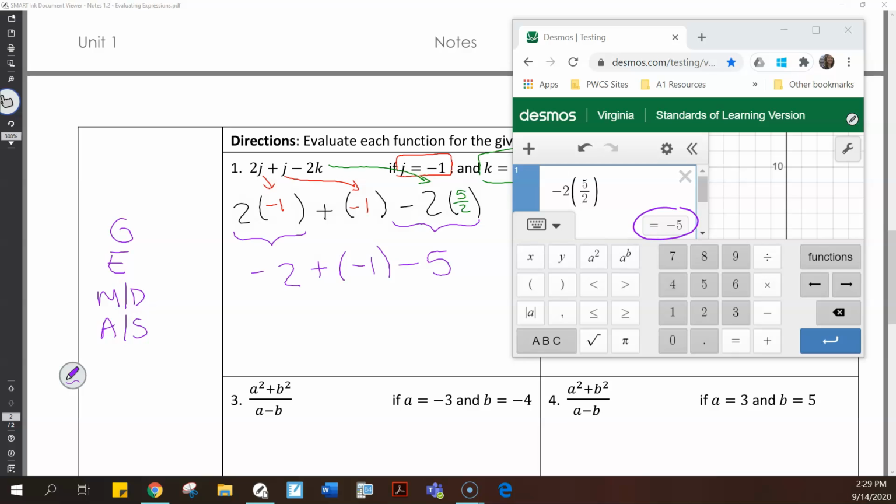Now I just have to add or subtract from left to right. 2 times -2 plus -1 is -3, minus 5. -3 minus 5 is -8. I can check that in Desmos by plugging in my whole expression with the replacement values to double check that answer.